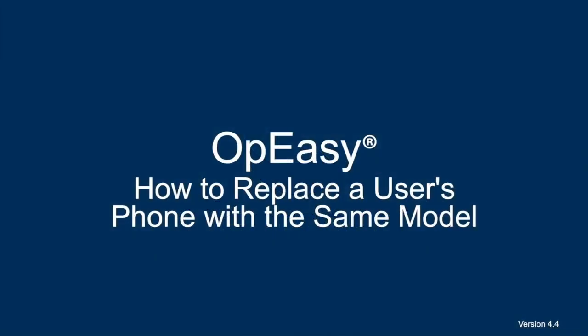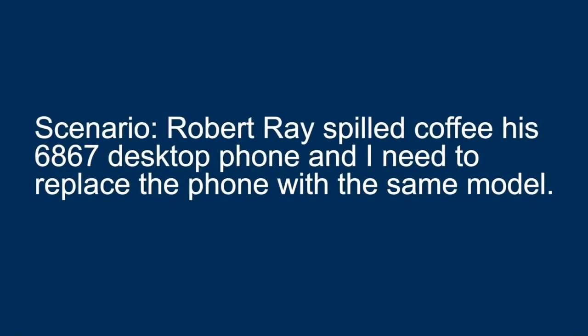In this tutorial, I'm going to show you how to replace a user's phone with the same model. For this scenario, my end user, Robert Ray, spilled some coffee on his 6867 desktop phone, and I need to replace it with the same model of phone. This is a simple process, since all of my user settings are staying the same. We're just swapping out the phone with the same model.